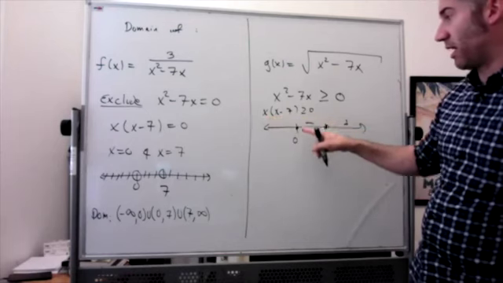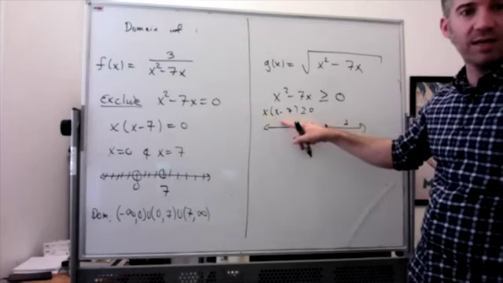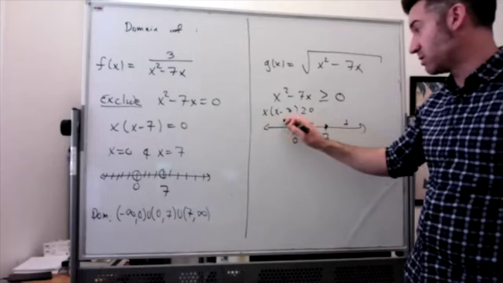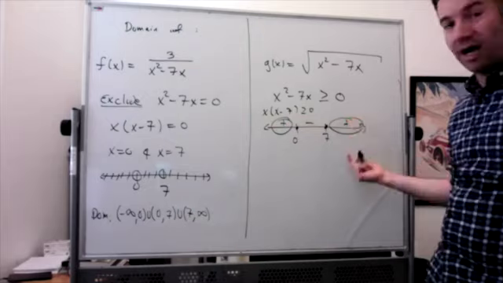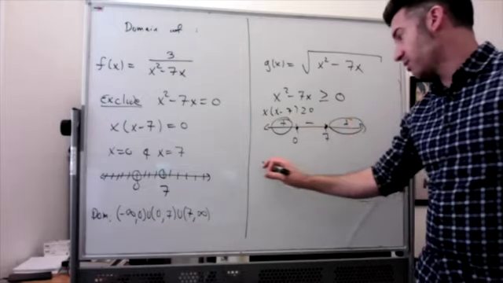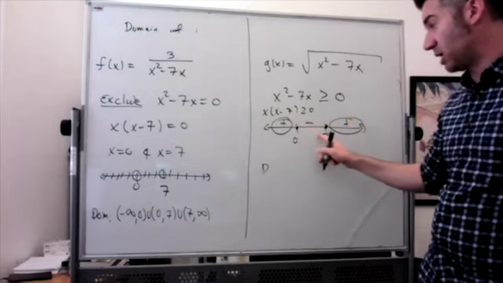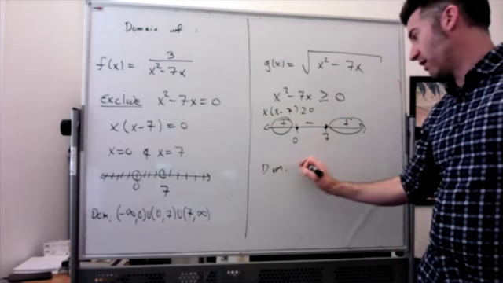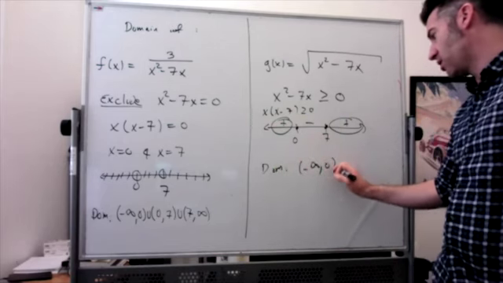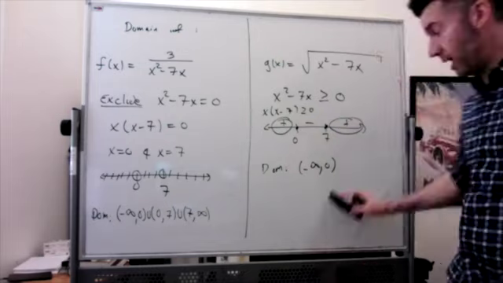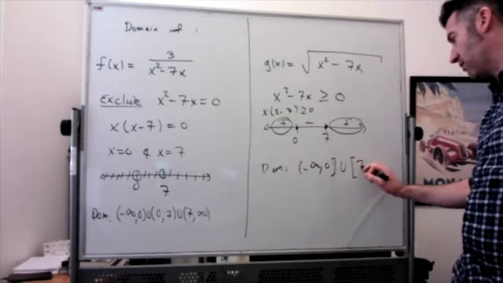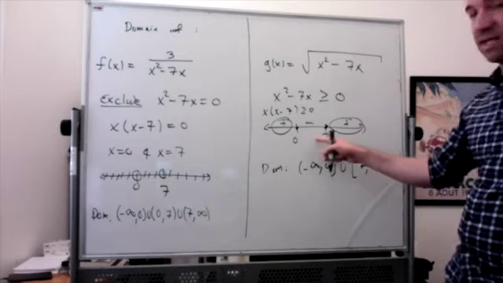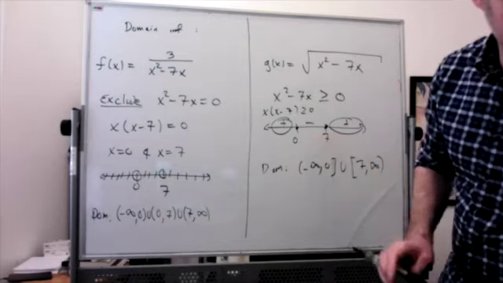And I pick something like -1. -1 times -1 minus 7 is a negative times a negative, which is positive. So I want this region and I want this region where it's positive, greater than 0. So here in my domain, I'm missing this section here. But I want everything from minus infinity to 0, whoops, inclusive, so a bracket, union bracket 7 to infinity. But I'm missing that whole middle part there.